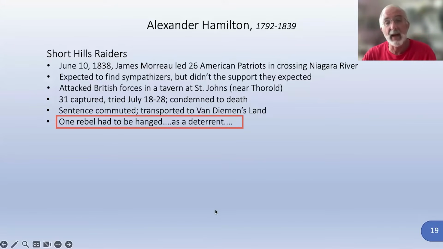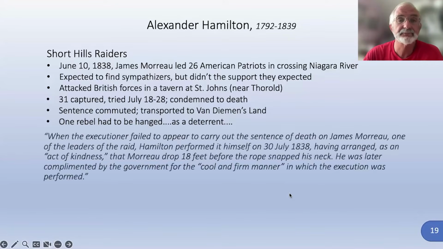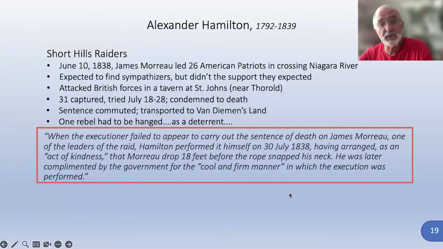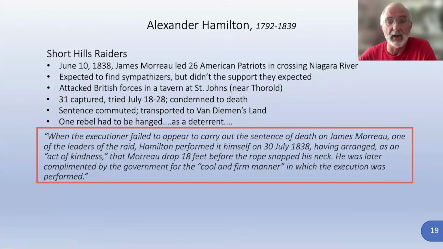One rebel had to be hanged as a deterrent. When the executioner failed to appear to carry out the sentence of death on James Monroe, one of the leaders of the raid, Alexander Hamilton, our postmaster, performed it himself on the 30th of July, 1838, having arranged, as an act of kindness, that Monroe drop 18 feet before the rope snapped his neck. He was later complimented by the government for the cool and firm manner in which the execution was performed.